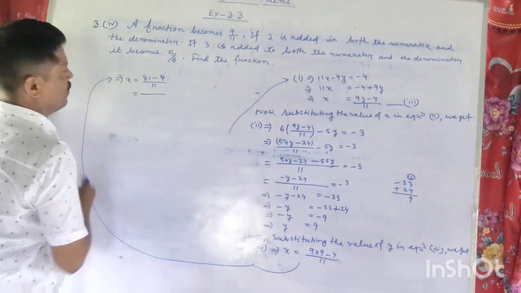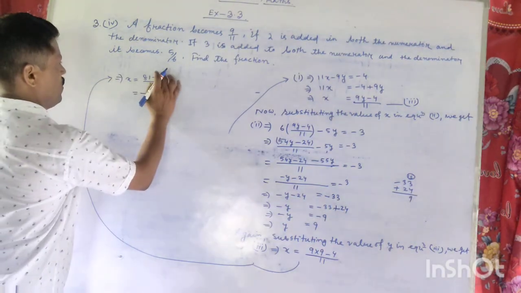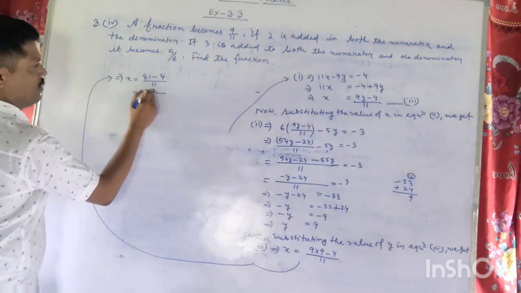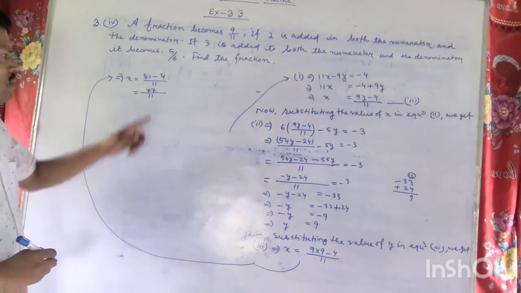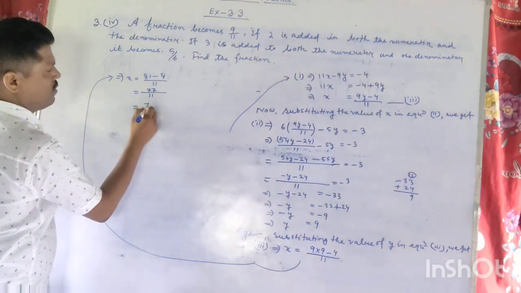Now, if we subtract 4 from 81, then 7 will be there, giving 77 by 11. So 77 by 11, and in 77, 11 goes 7 times.